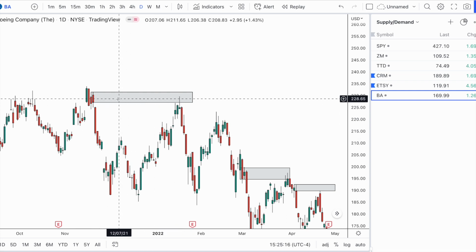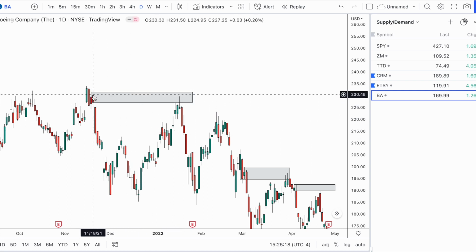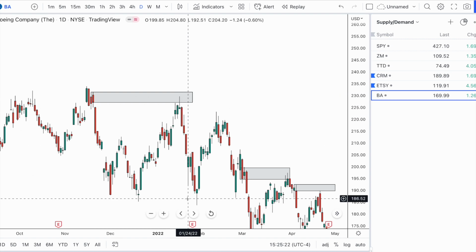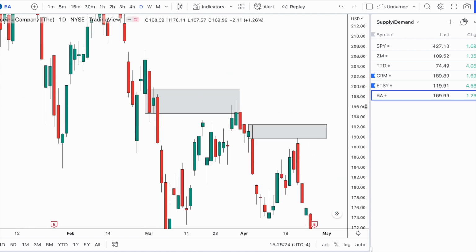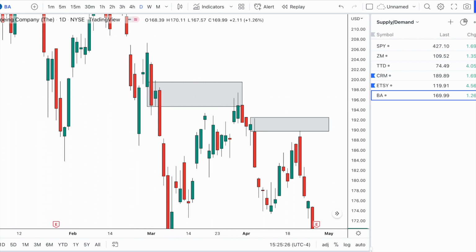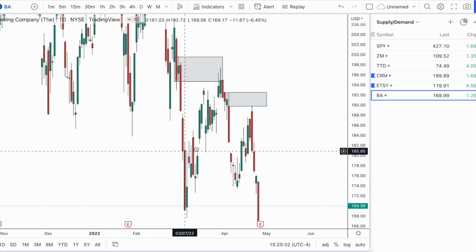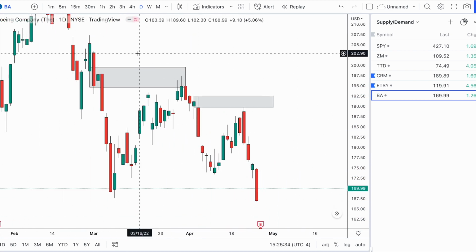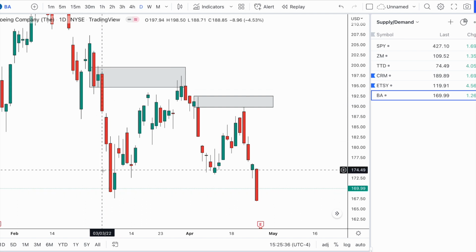Price comes back up, tests that daily demand zone, right? This is the candle right before the huge drop. Comes back down, tests it, ends up going way lower. Right here, price comes up, comes back down. We have that one candle base, huge fast move lower, right? So if you look again, such a fast move because of nice efficiency.